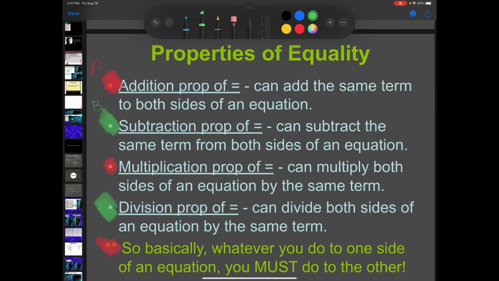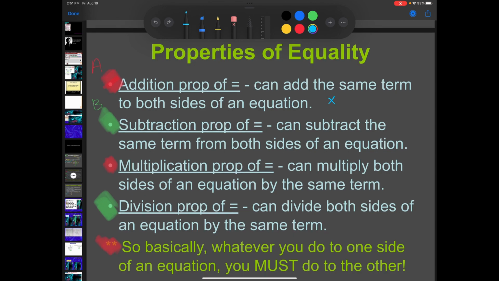All right, let's talk about properties of equality. Raise your hand if you remember doing these back in Math 2 with two-column proofs. Okay, you're not writing anything, you're just listening. Okay, so what does that mean? For example, addition property of equality says this. I should do x minus 4 equals 8.